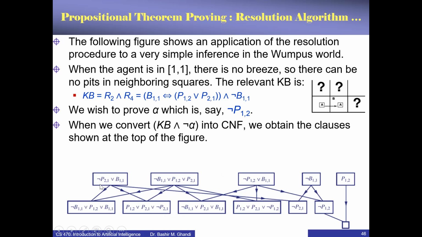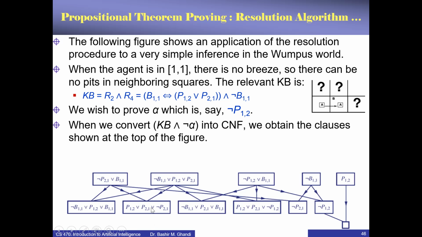So for example here, if you look at this, how do we obtain it? We obtain it by resolving this clause and this one. Basically, if you check here, there is not P21 and there is P21, and therefore they will resolve and give you not B11 or not P12 or not B11. So this is the new clause that we're going to get.